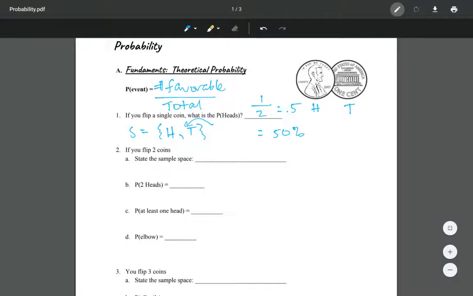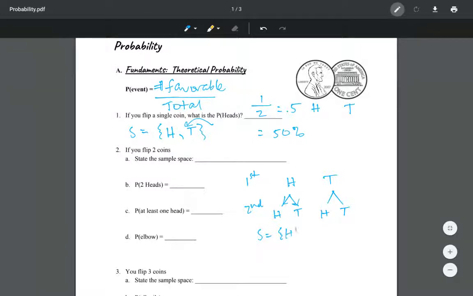Number 2, let's say that we flip 2 coins. If we're flipping 2 coins, that means we've got more possibilities. I'm going to set up a tree diagram for this one. So for the first coin that we toss, we've got a result of either heads or tails. For the second coin, we can follow heads with a heads or tails on the second coin, or we could follow tails with a heads or a tails.